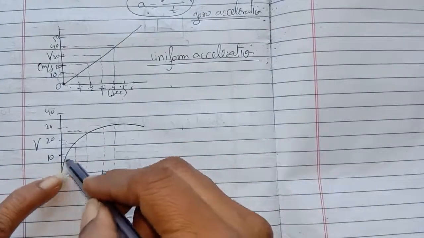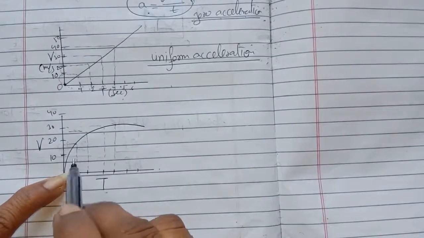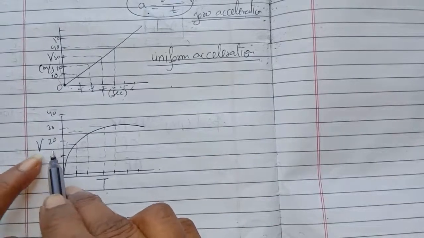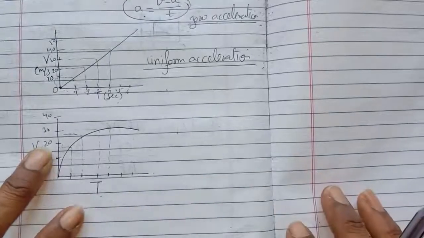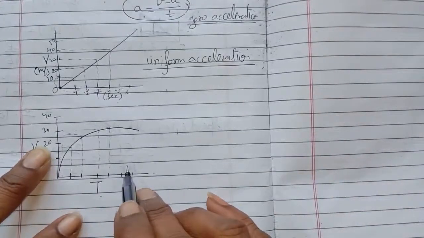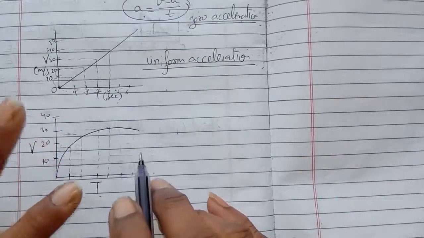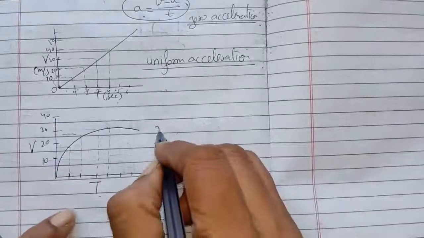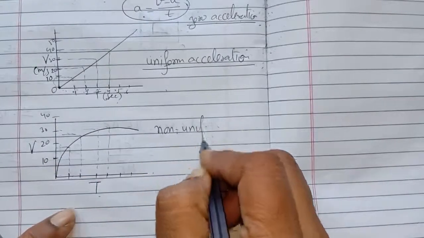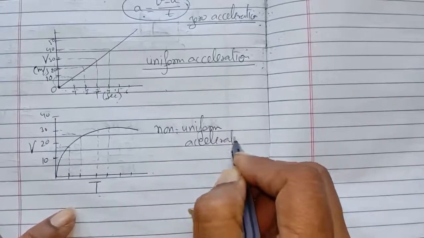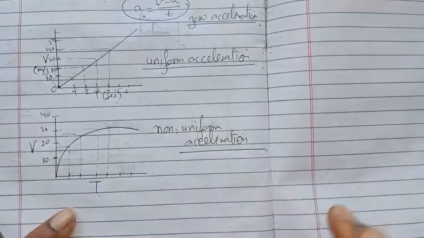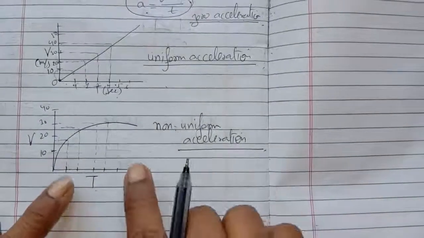So we can say it is a graph of a body with non-uniform acceleration. The velocity of the body is going to change, so we can say it has a non-uniform velocity. Since the body has a non-uniform velocity, you can say it should have acceleration. And what is the type of acceleration it has? It has a non-uniform acceleration. Okay. So this is a non-uniform acceleration.